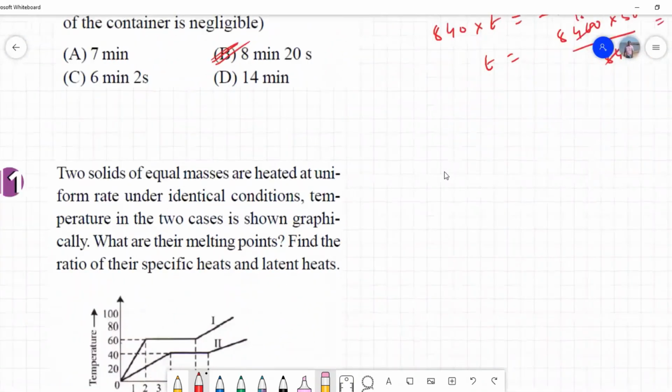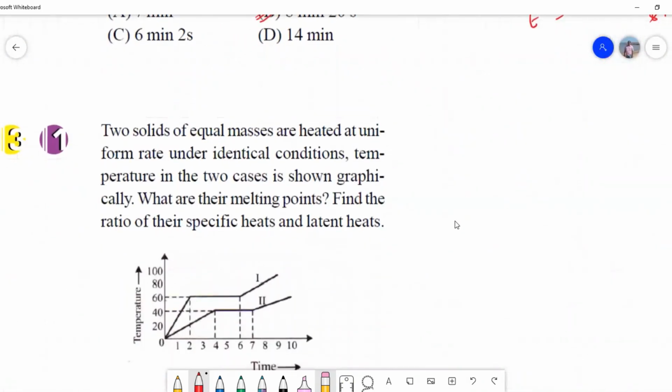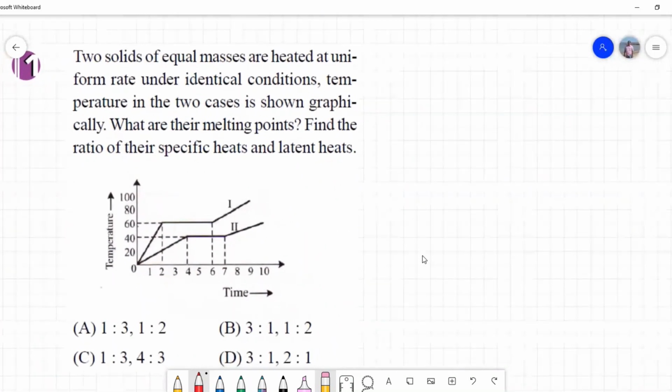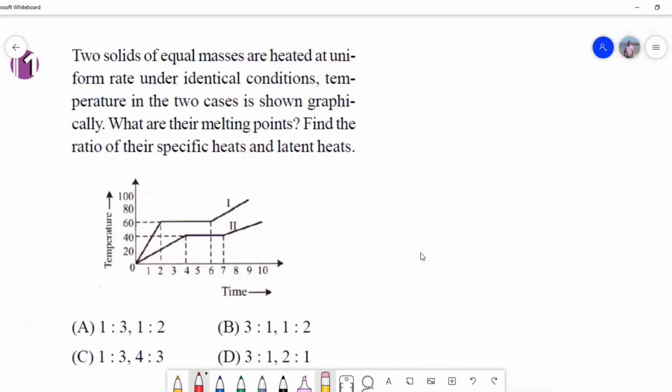And let's see the last problem. That is again a problem based on graph. Two solids of equal masses are heated at uniform rate under identical conditions. Temperatures in their two cases are shown graphically. What is their melting point?